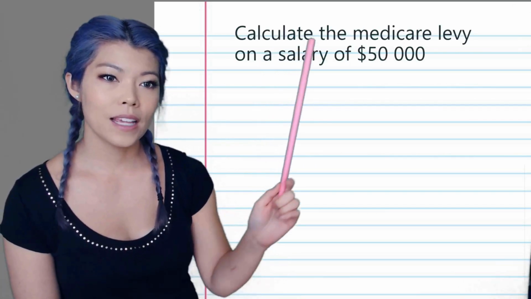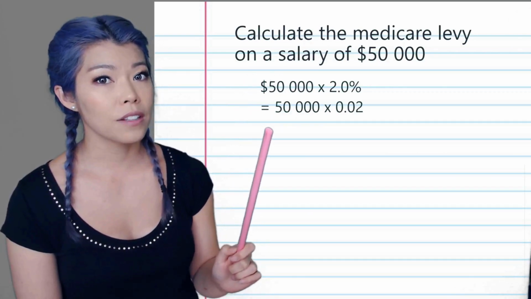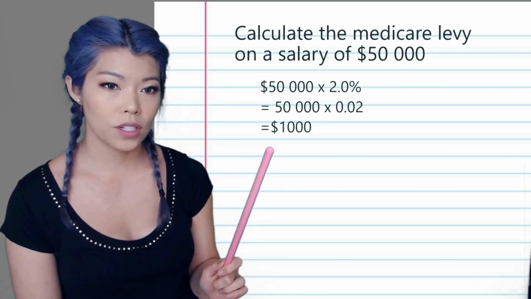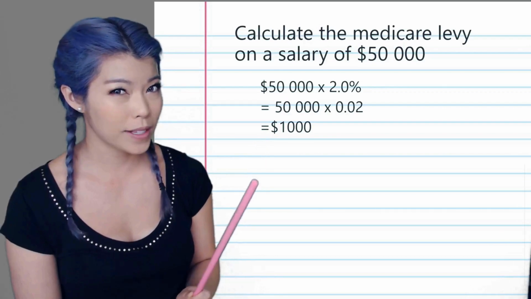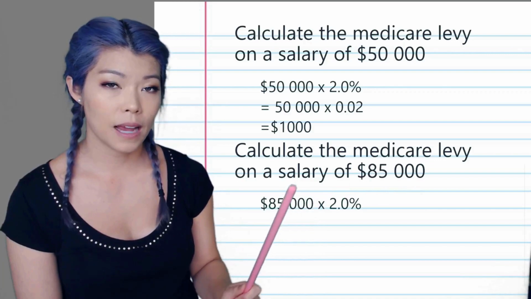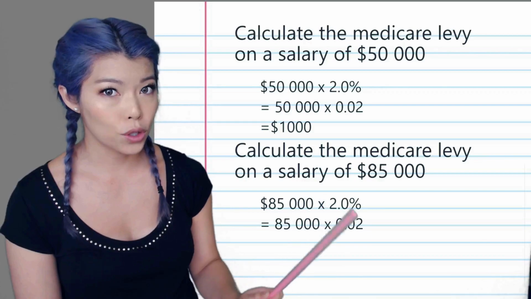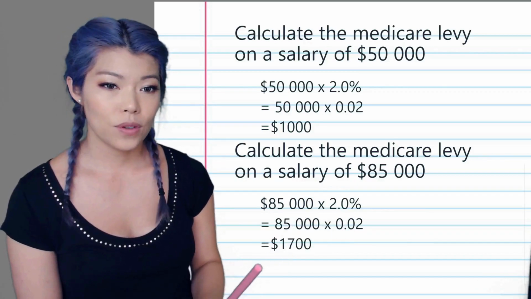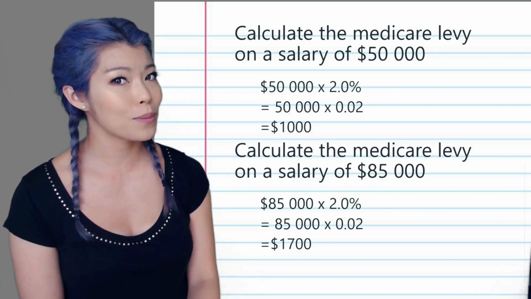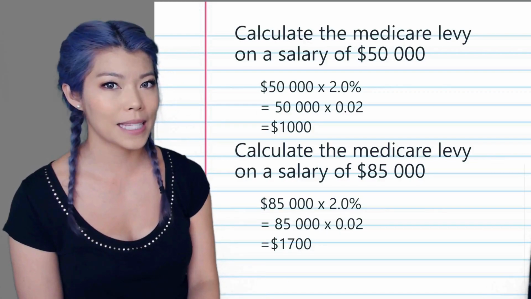Let me explain. Let's say you earn $50,000, then you would pay 2% of that, which in your calculator you would type as 0.02 times 50,000, which is $1,000. One more example. Let's say you earn $85,000, then 85,000 times 2%. Again, you would type 85,000 times 0.02 on your calculator, and you would get $1,700. So Medicare is pretty easy to calculate. Practice these two questions. Make sure you're typing and getting the same answers.